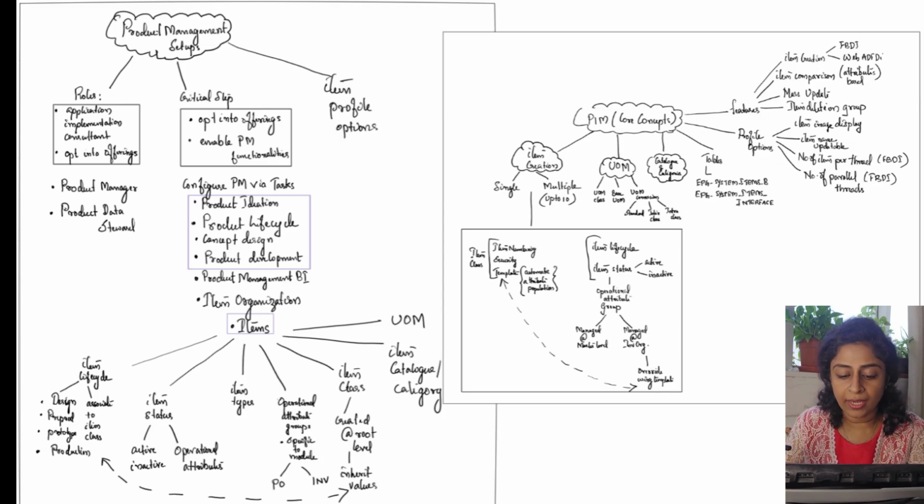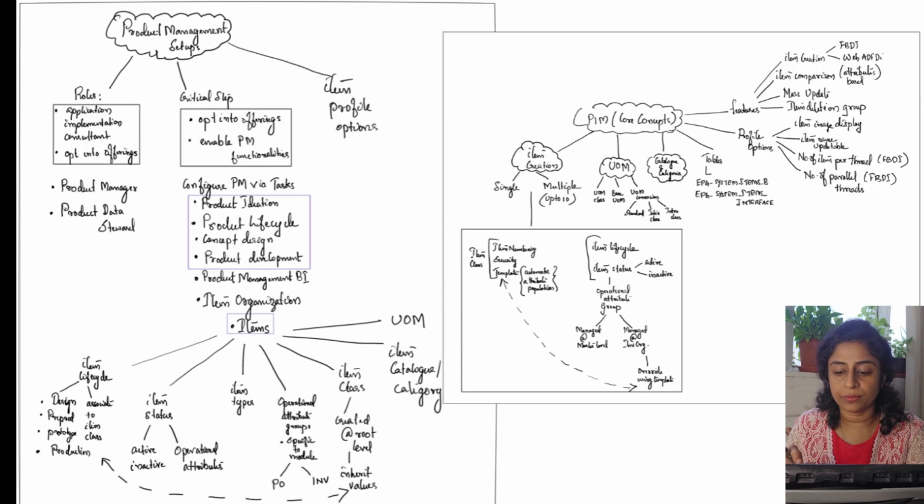Units of measure and catalogs are also configured at this stage since they drive how the items are measured and classified. Finally, profile options influence how the system behaves. For example, whether an item image is displayed or how imports through FBDI and ADFDI are processed. By combining the right roles, structured setup tasks, and well-defined item definitions, businesses can unlock the full value of Oracle Fusion Product Management.